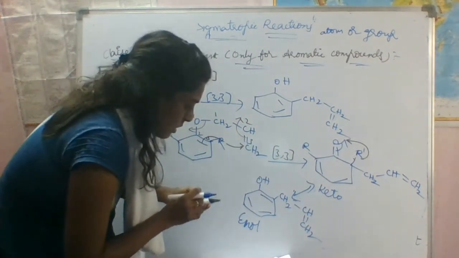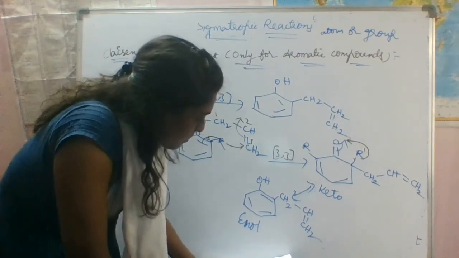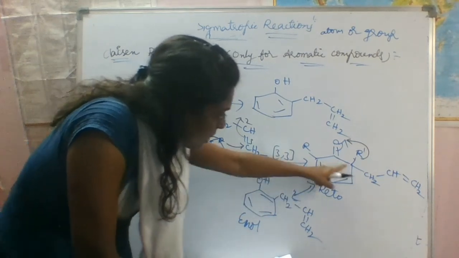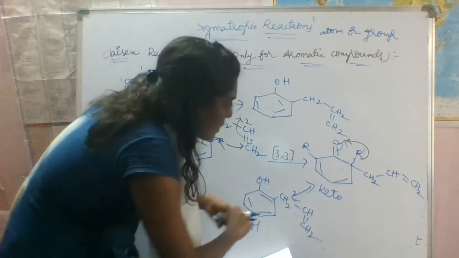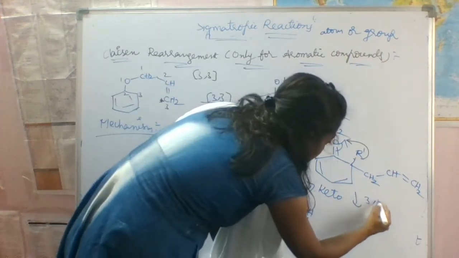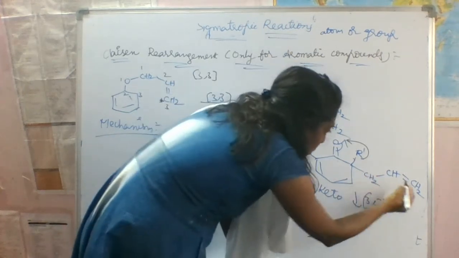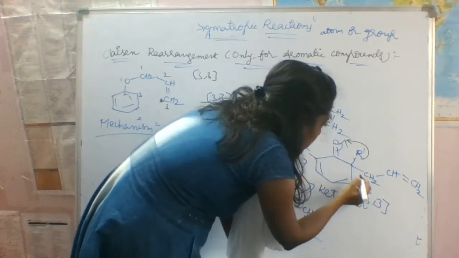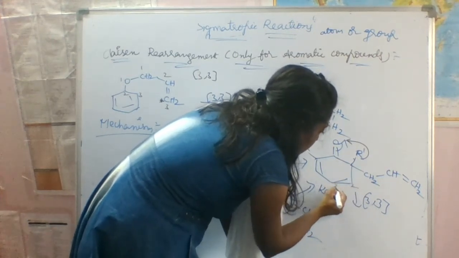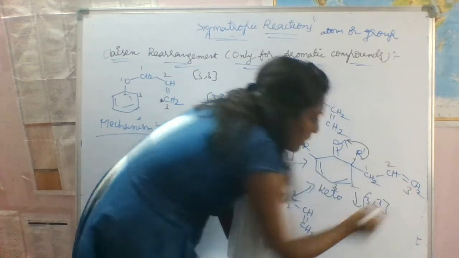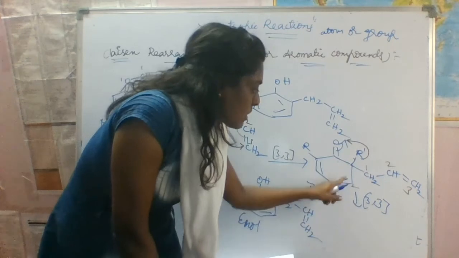Okay, next we have to write this one keto form. This will here again 3,3 sigmatropic rearrangement is there. Okay, so here 1 2 3. Okay, 1 2 3 and 1 2 3. Okay, 3,3 sigmatropic rearrangement takes place here.